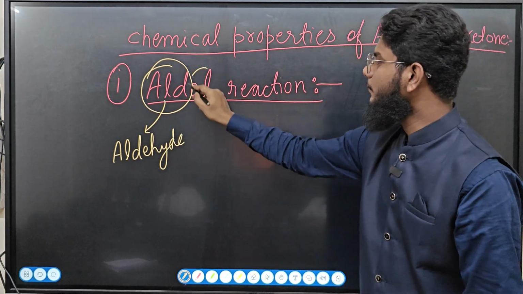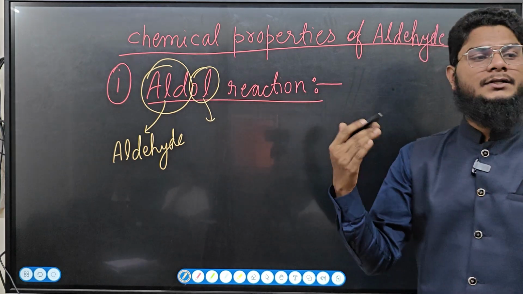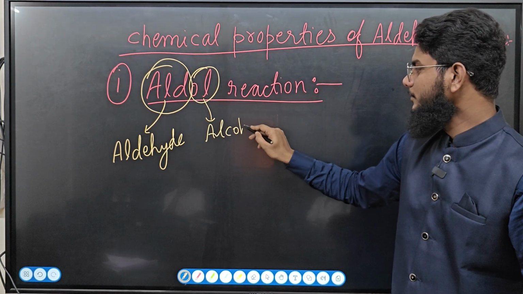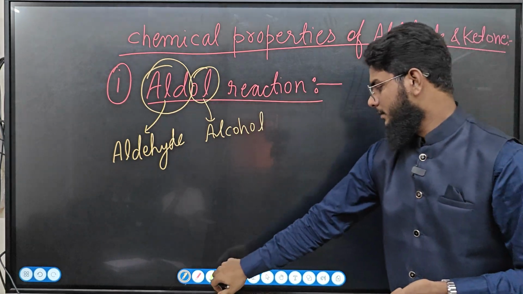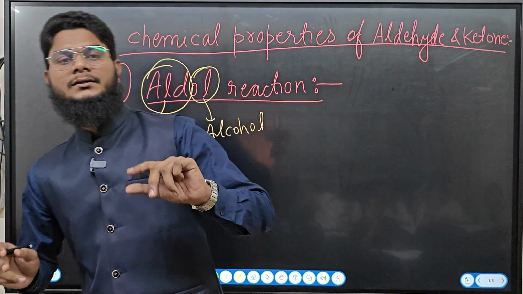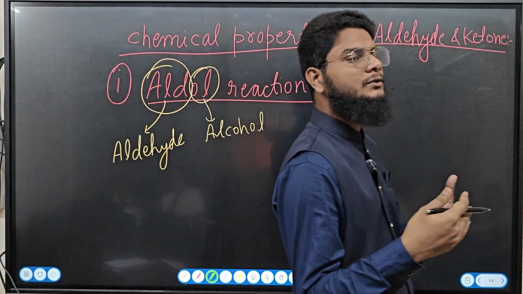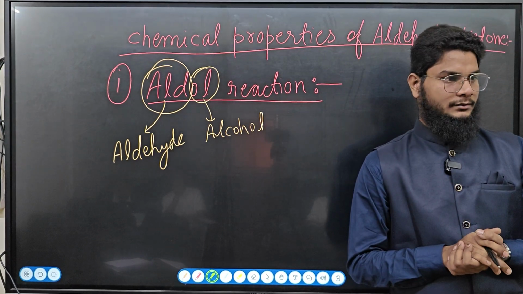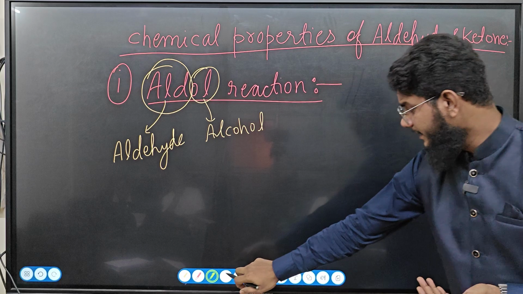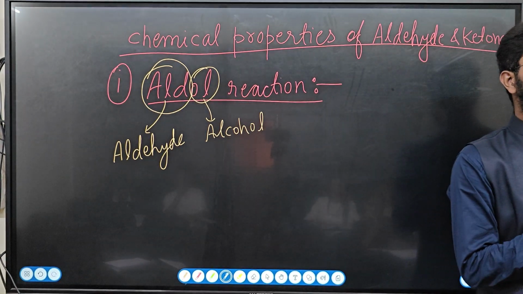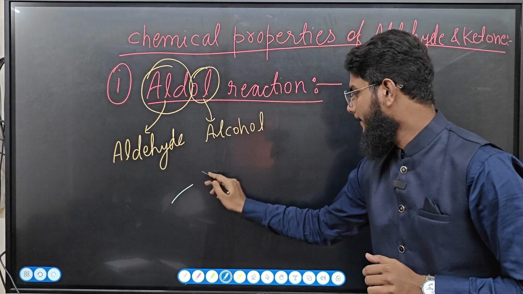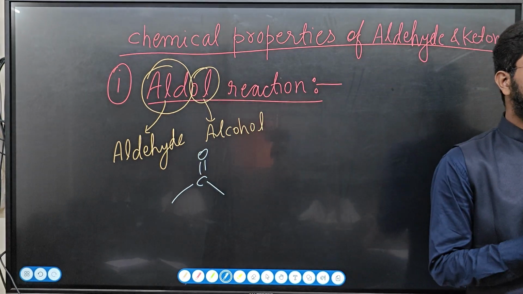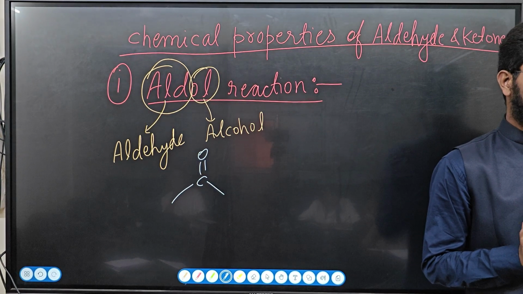And what's the meaning of OL? It's denoting the functional group alcohol. So aldol means the molecule which contains both the functional groups, aldehyde as well as alcohol. What is an aldol reaction? So just consider any carbonyl compound having at least one alpha hydrogen.